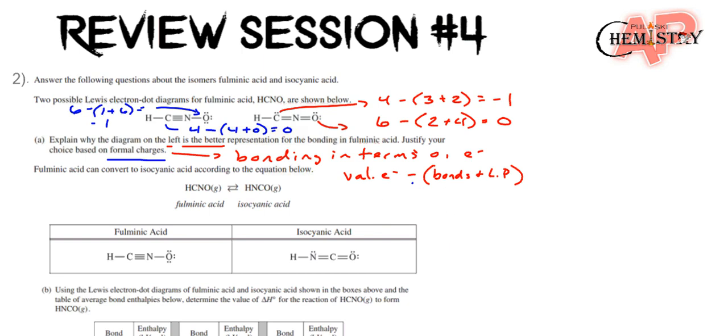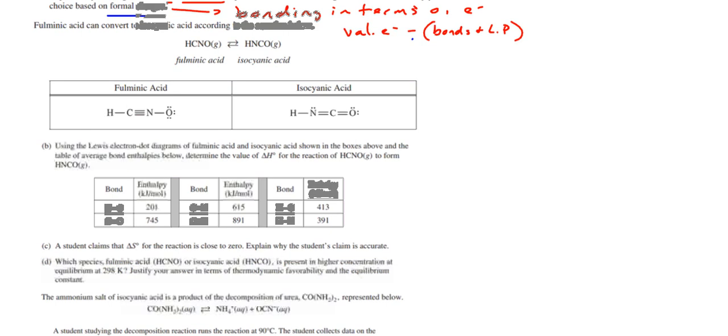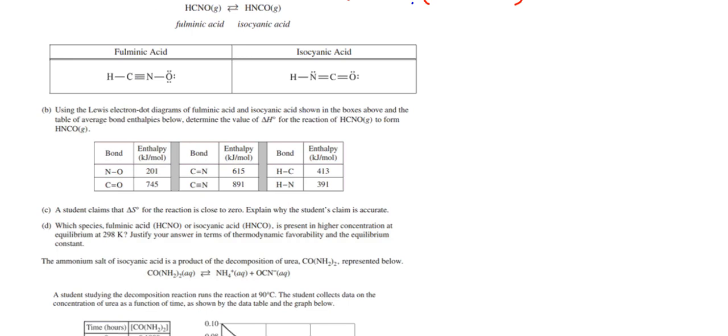Okay? So, all right, letter B, this actually we have done, but we're going to quickly go through it very fast. It says, using the Lewis electron dot diagrams of the 2 acids shown in the boxes above and the table of bond enthalpies below, determine the value of the change in H for the reaction. Okay, so these are bond energies. Please note, these don't say enthalpy values of a compound. It has of the actual bonds. So what do we do with that?